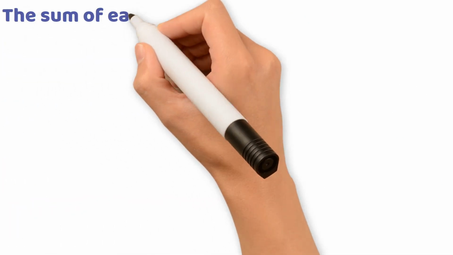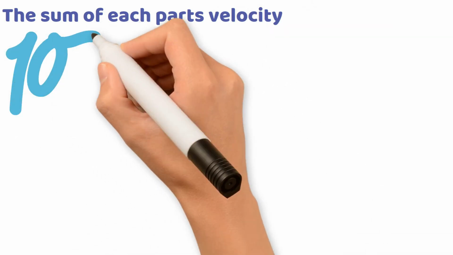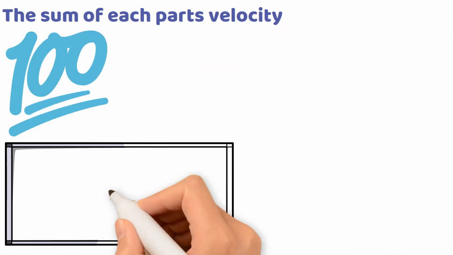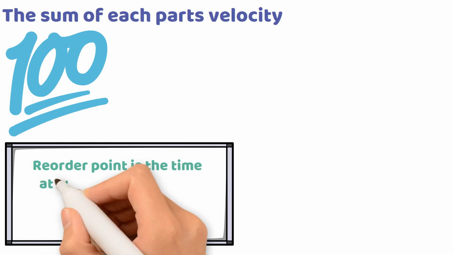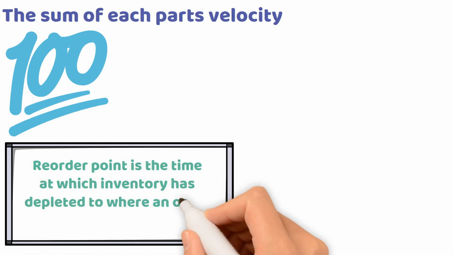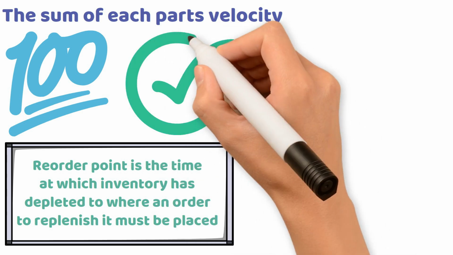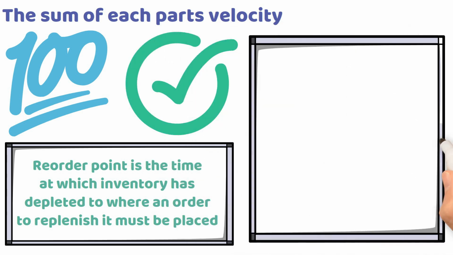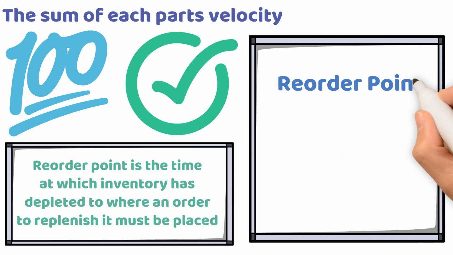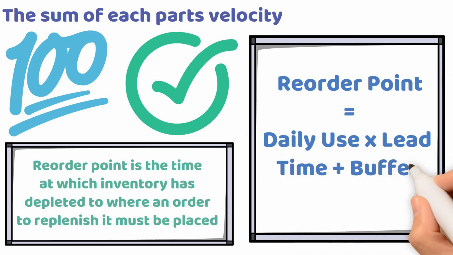The sum of each part's velocity and rate of fulfillment determines its reorder point. Put very simply, the reorder point is the time at which inventory has depleted to where an order to replenish it must be placed to ensure that the part continues to be available. Expressed simply, it's something like this: reorder point equals daily use times lead time plus buffer safety stock.